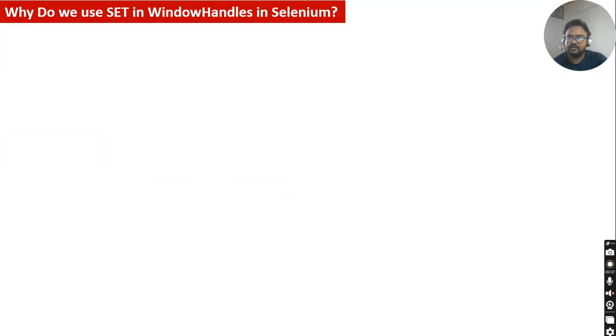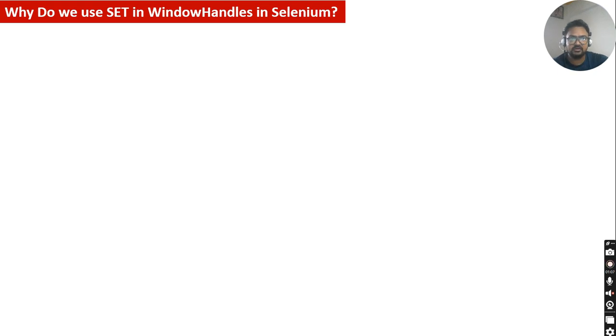Why do we use set collection in window handles in Selenium? I think I have already covered window handles in one of my videos, but the question is why do we use a set rather than a linked list or other collections when we are working with multiple windows? This specific question is mainly asked of experienced automation engineers.